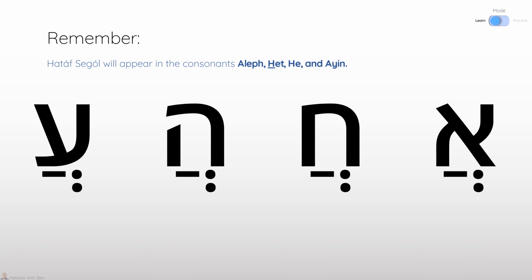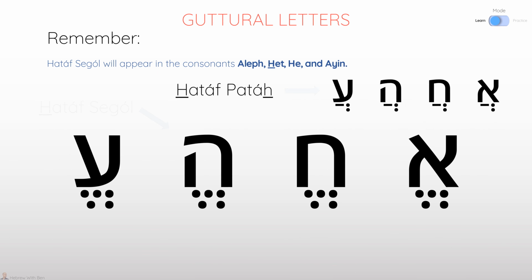Similar to Chataf Patach and Chataf Kamatz, you will usually see Chataf Segol decorating the letters Aleph, Chet, He, and Ain. This behavior exists in all Chataf type Nikud signs. Let's see the Nikud on a word.